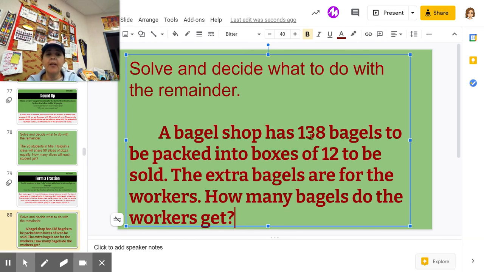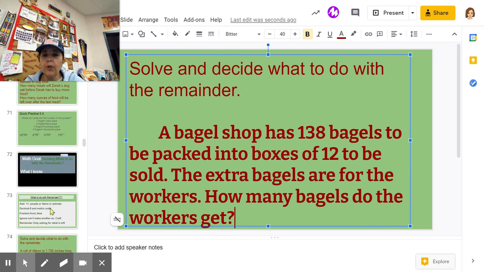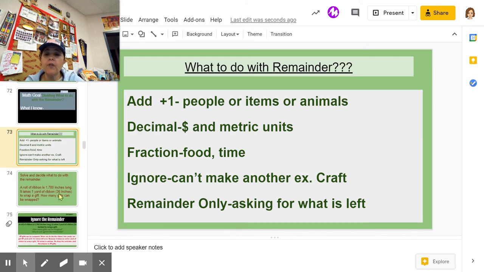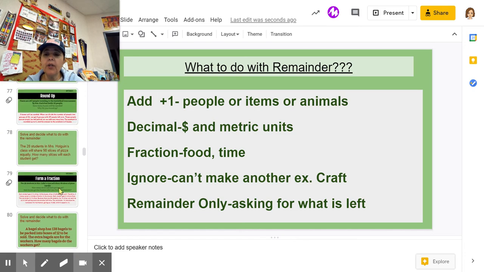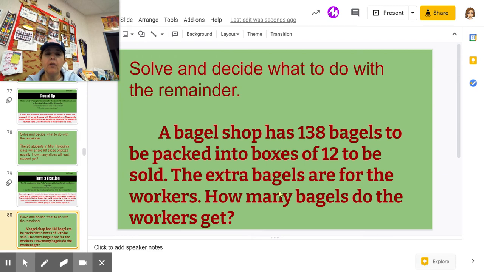So a bagel shop has 138 bagels to be packed into boxes of 12 to be sold. The extra bagels are for the workers. How many bagels do the workers get? So what are you going to do with the remainder? Are we going to add one more? Are we going to make it into a decimal? Is it a fraction? Are we going to ignore it? Or are they asking us for the remainder? So pause the video and see if you can figure out what we're going to do with the remainder. Okay, then come back to me.